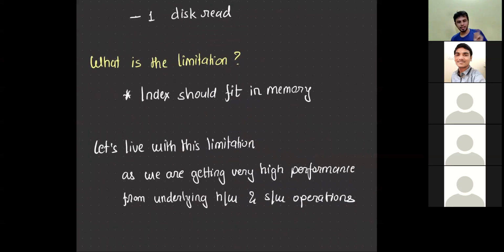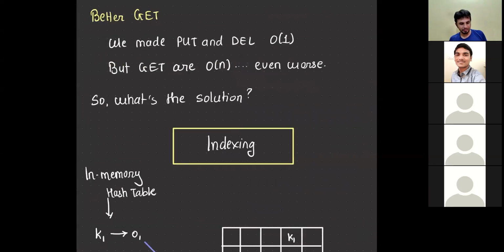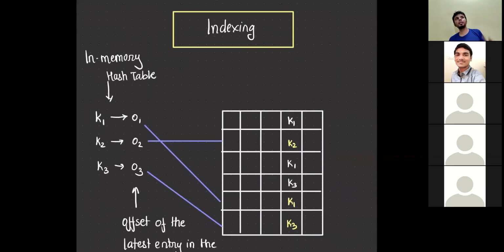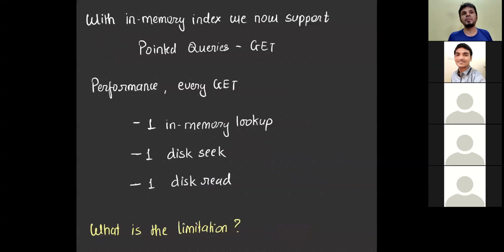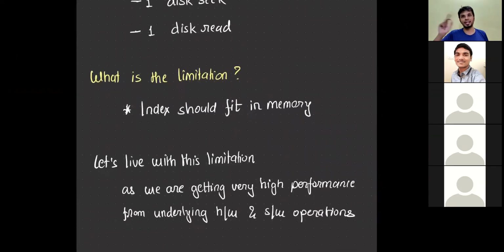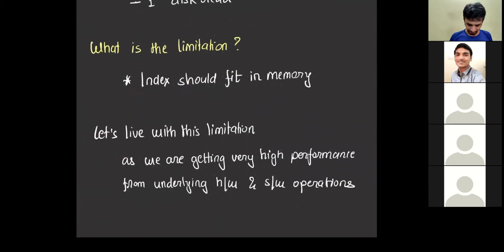But what's the limitation? The only limitation we have is that our index should fit in memory. If we live with that limitation, we get very high performance out of our system by just having a log structured storage. You can only hold as many keys as you have RAM, so all of your keys should fit very easily in your RAM. If you can live with that, then you can have very high read, write, and delete performance, all three order one.